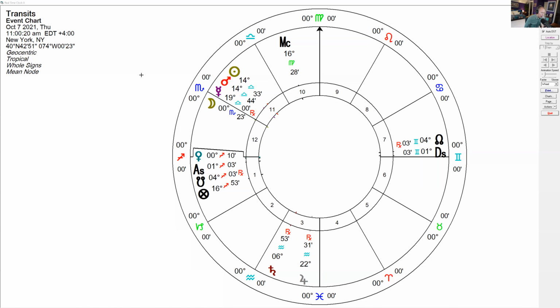Someone famous who had Venus with the South Node of the Moon was Bernie Madoff, if I'm remembering correctly. Yeah. And let's see if I can actually find his chart. Hold on. I'll see if I have it. I'm pretty sure I do.